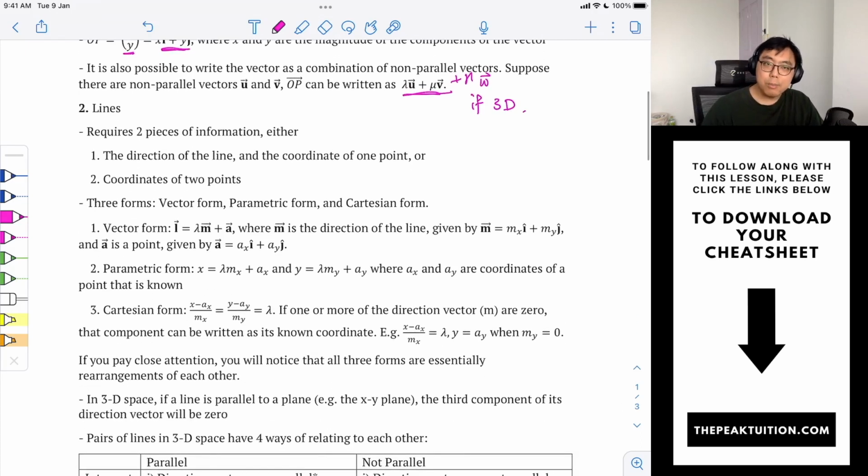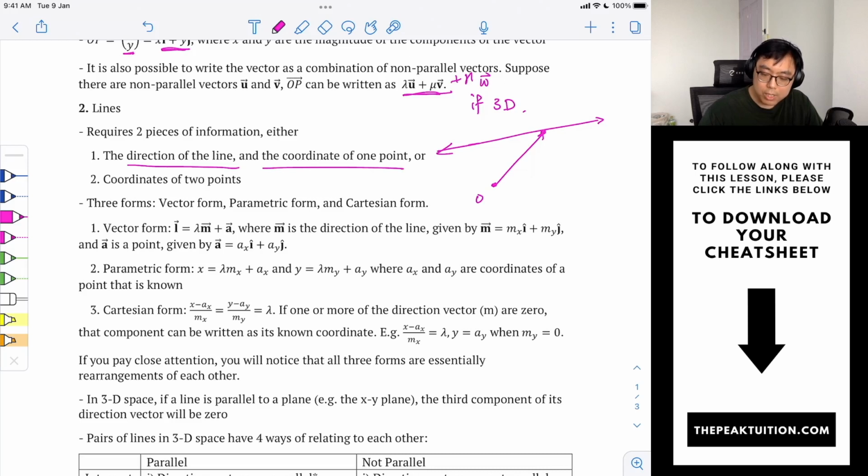Moving on, the second object is a line. Practically, we require 2 pieces of information. Either we need the direction of the line and the coordinates of one of the points. So from the origin, we can find a point, and from this point, we can say that along this direction is the line. And that gives us a line.